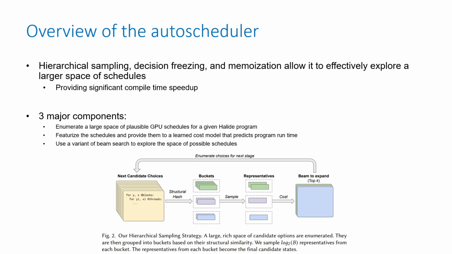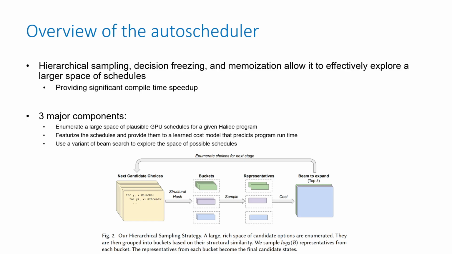I will give a brief overview of the Anderson 2021 autoscheduler now. As mentioned before, three of the main features are the hierarchical sampling, decision freezing on the schedules, and memoization that allows to effectively explore a large space of schedules, and this is what is responsible for providing a significant speed up in the compile time of this autoscheduler. I will give more details on the three of them in a moment.